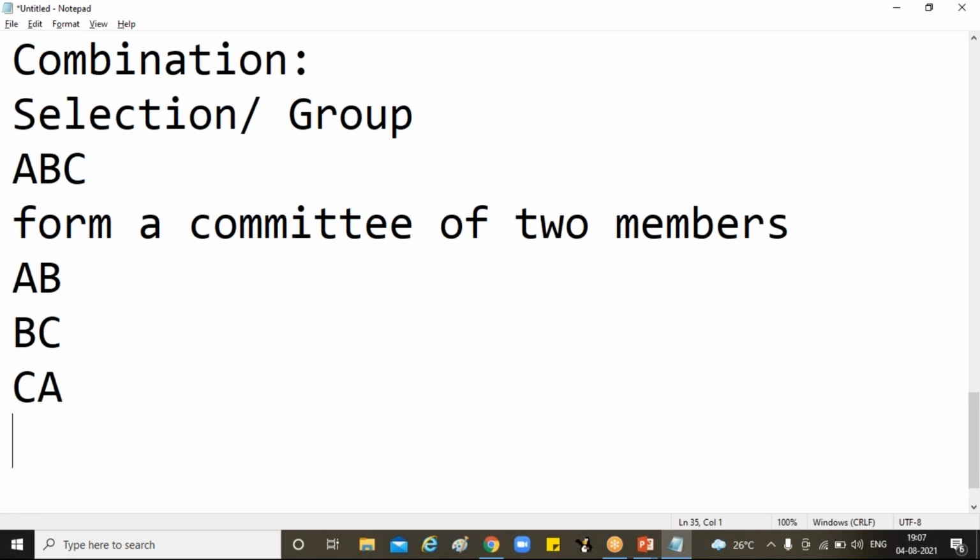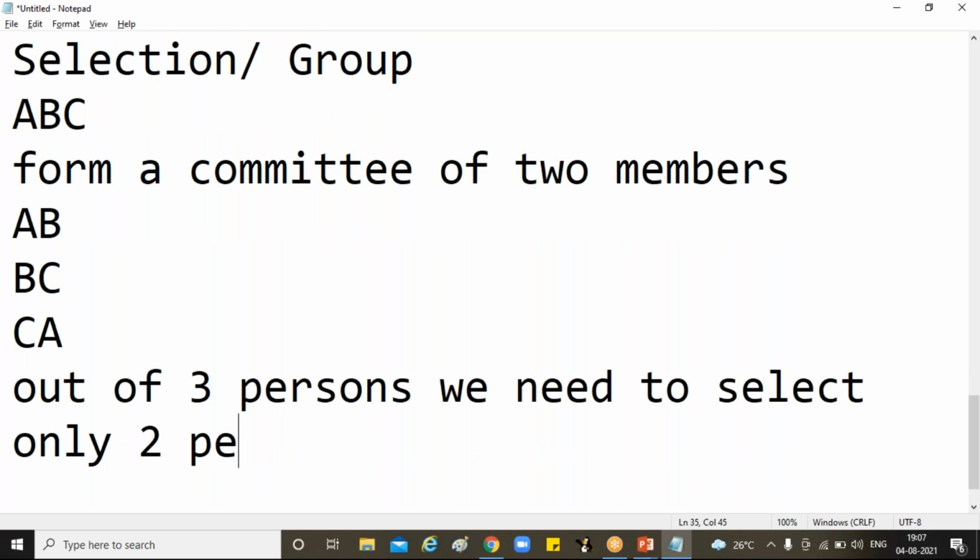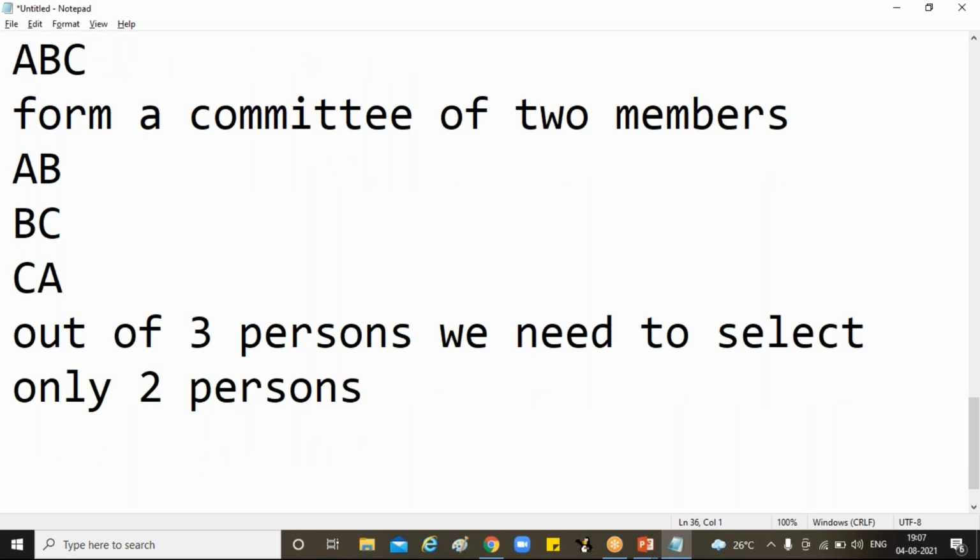So out of 3 persons, we need to select only 2 persons at a time. The number of possibilities are only 3. A, B, B, C, C, A. A, B, B, C, C, A. Get it all of you.